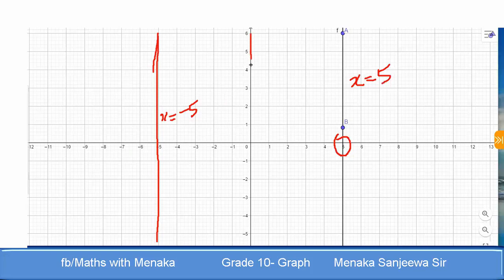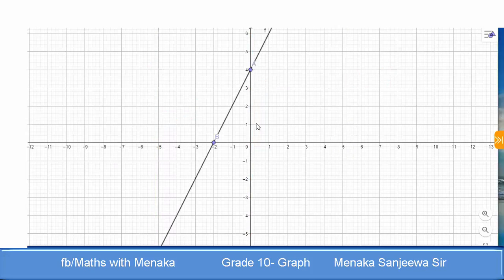If it is going through 0 on the x-axis like this, then this equation should be x equals 0. Okay, just copy it down. Now I want you to find the equation of this line. If it is a slant line, we cannot find the equation at once.